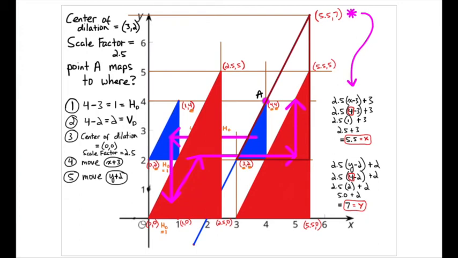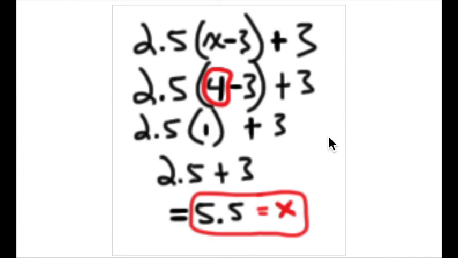So look at what you're doing. You're taking the scale factor and multiplying it by the horizontal distance, and then you're adding the 3 back. And you're taking the scale factor and multiplying it by the vertical distance and adding 2 back. So I'm going to zoom in on each of these and go over them just a little bit more. So this is the scale factor, 2.5. This is the horizontal distance.